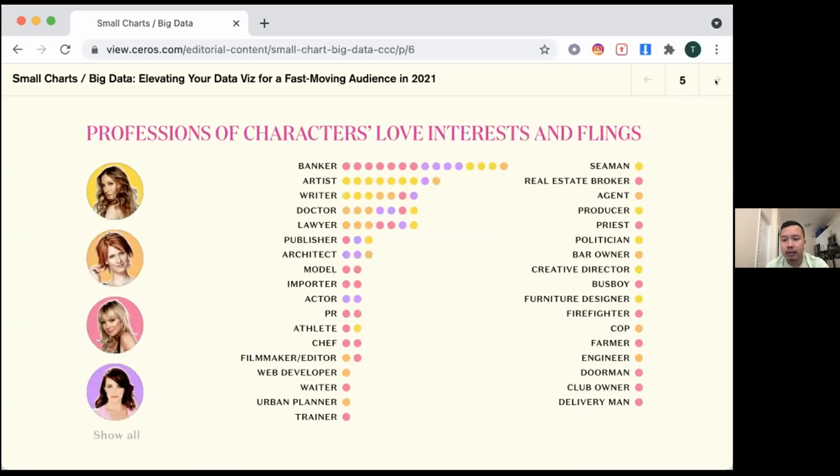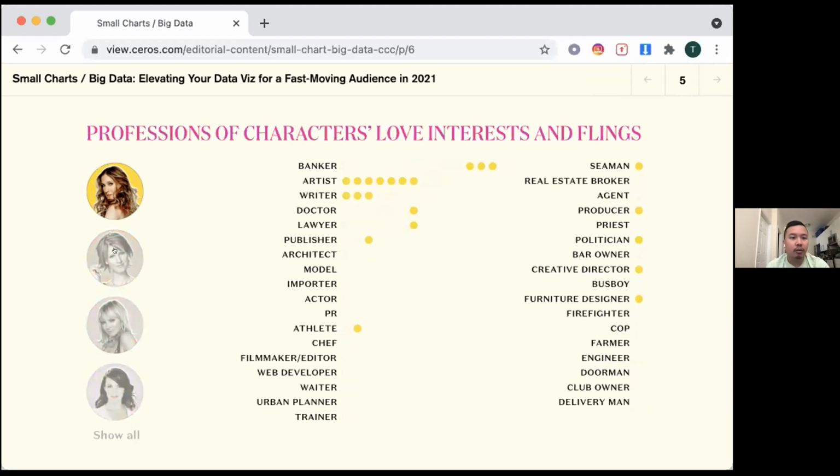Next is a data viz I created for our Sex and the City analysis story, also from two years ago, I believe. This is a case where there were a lot of loose data sets that wouldn't make sense as individual charts. So I decided to combine them all into one interactive data viz.